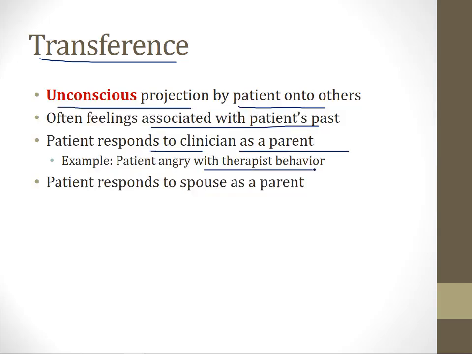And they might get angry with the therapist, but they're not really mad at the therapist. They're mad at their parent, and they're transferring that anger onto the therapist. This also comes up in marriages. Patients often respond to their spouse the way they would to their parent, and this can lead to marital discord. It's not that the husband is mad at the wife or the wife is mad at the husband. It's that both of them have unresolved feelings about their parent that they are transferring onto one another.